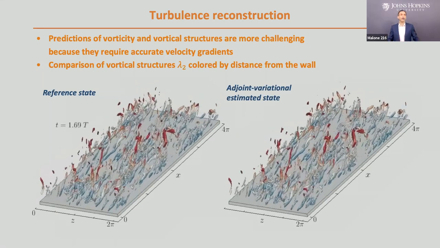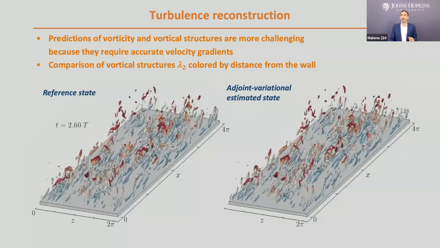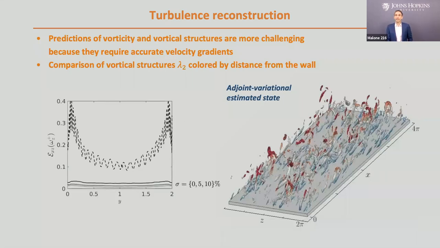We can quantify the accuracy by looking at the error in vorticity. If we do that, I can plot the error in spanwise vorticity here as a function of wall normal height. This dashed line is the error in vorticity if you just use your observations and some sort of interpolation between them. You're looking at error in vorticity on the order of, if you're generous, you say 10%, but it goes all the way up to 40%. Our results are the bottom curve here, the gray one. They're less than 3%.